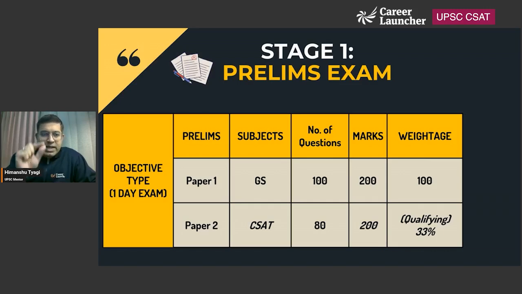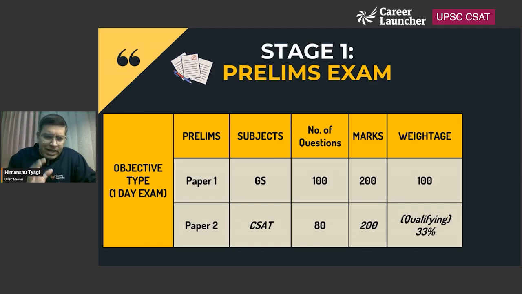Paper 1 happens between 9:30 to 11:30 a.m. and paper 2, which is CSAT, happens on the same day between 2:30 to 4:30 p.m. and you get a break in between. Now paper 2, which is the CSAT paper, it is a qualifying paper. That means you just need to score 33% marks. That means 66 marks out of 200 and your selection in the main examination will happen basis paper 1 marks, which is general studies. So you have to clear the cutoff of that particular year in the GS paper.